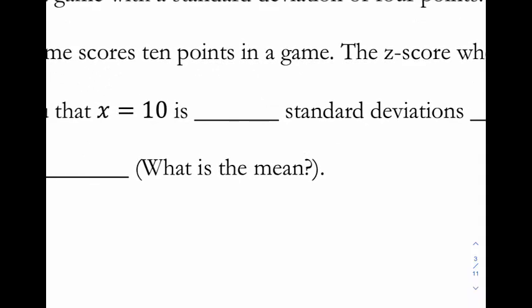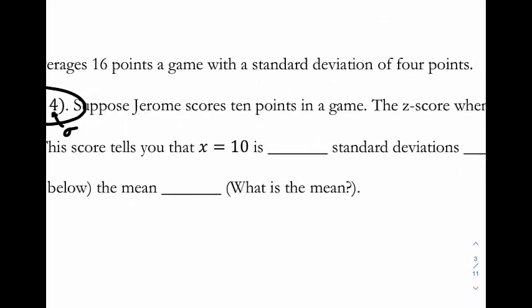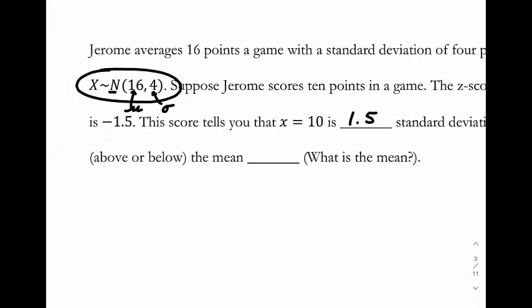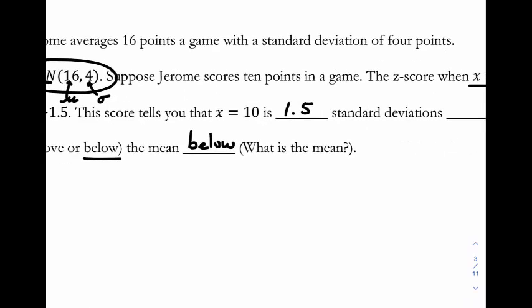So here we would say that x equal to 10 is 1.5 standard deviations, but it's below the mean because of the negative. So you want to say that that is below the mean. And what is the mean? The mean is the 16 points.